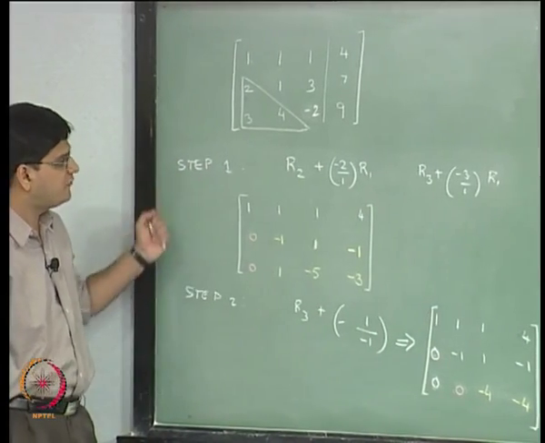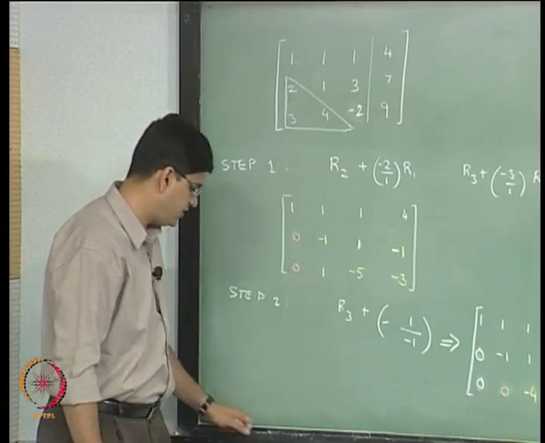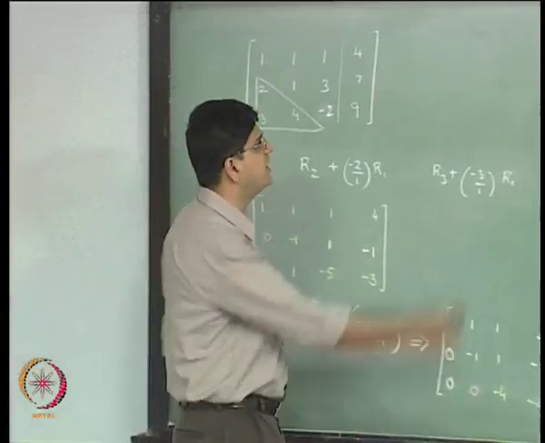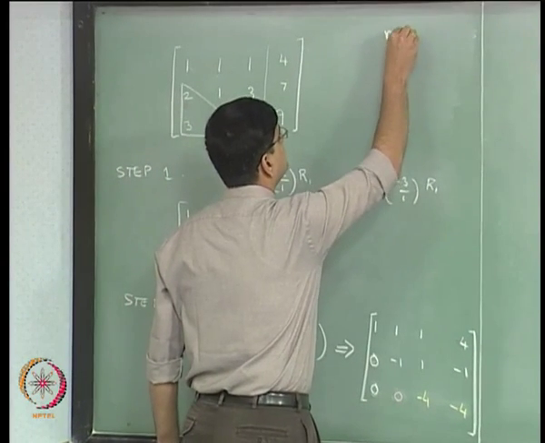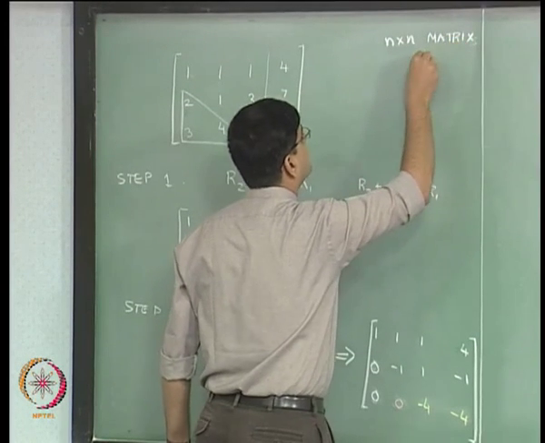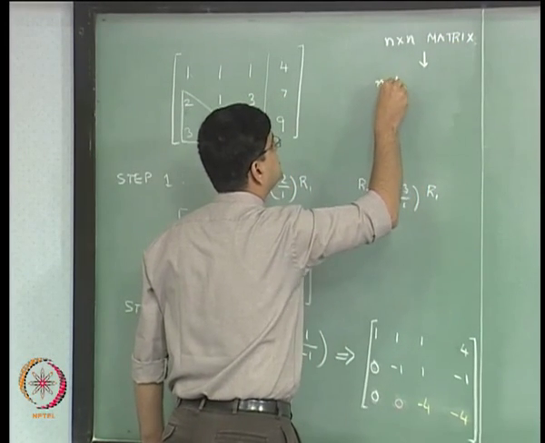A few things that we had noted in the previous lecture as well is that Gauss elimination for an n by n matrix has n minus 1 steps.